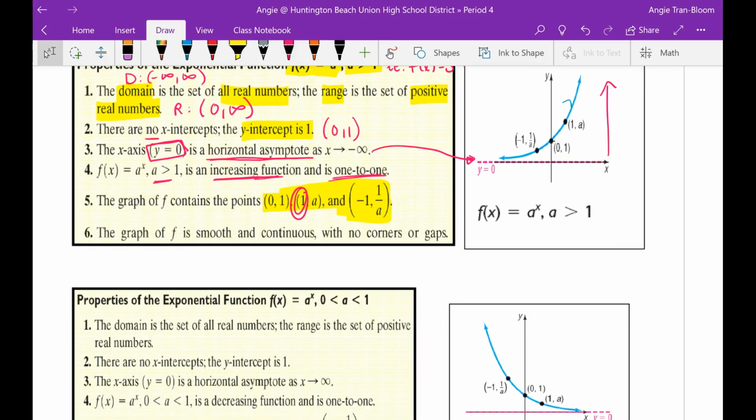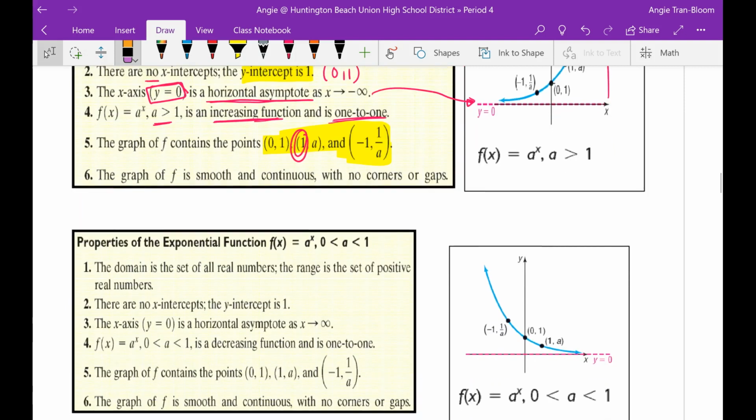The graph is continuous and smooth, with no corners or gaps. As you can see, no holes anywhere. It's continuous, meaning you can graph it from beginning to end without lifting up your pencil.